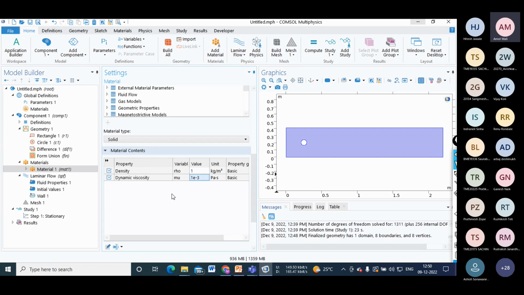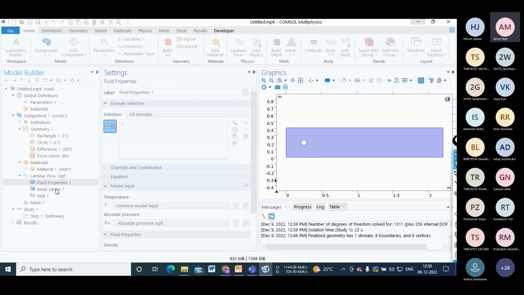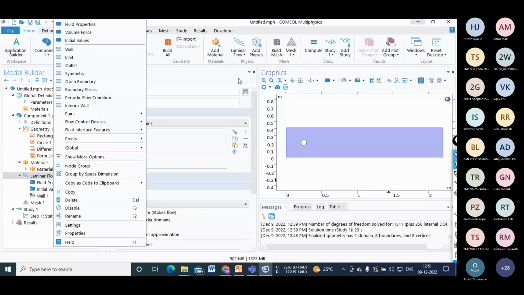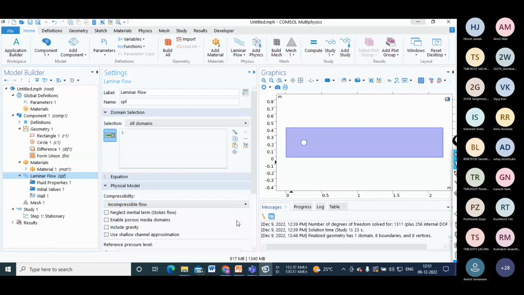Okay, next I have given all the material properties. Now next to that, all fluid properties can be taken from this material. If you come into fluid properties, look here. From the material it will take all properties. Okay, and this fluid is considered as a Newtonian fluid. What is meant by Newtonian fluid? Can anyone say? Newton's law of viscosity. So you can see this fluid is also considered as an incompressible fluid. So that is our assumption.